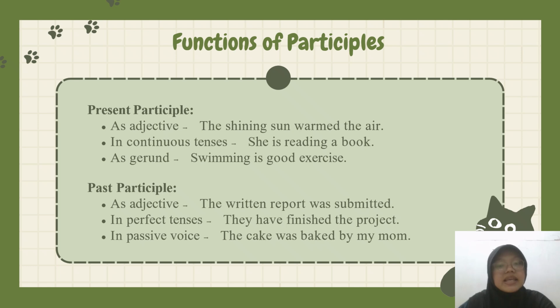Next, in passive voice. The cake was baked by my mom. Baked is the past participle of bake. It's preceded by was, forming the passive voice. This indicates that the subject, the cake, is the one receiving the action, not performing it. The cake was baked. It's important to remember that the sentence context highly determines the function of an ing or ed or irregular form. Okay, let's move to the next material.